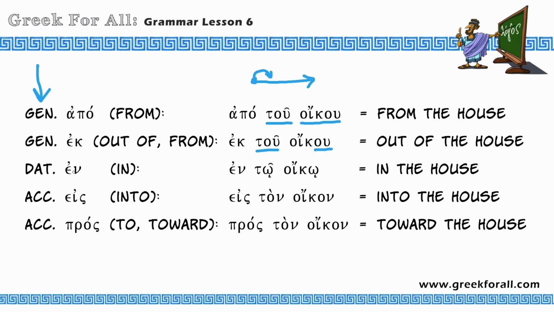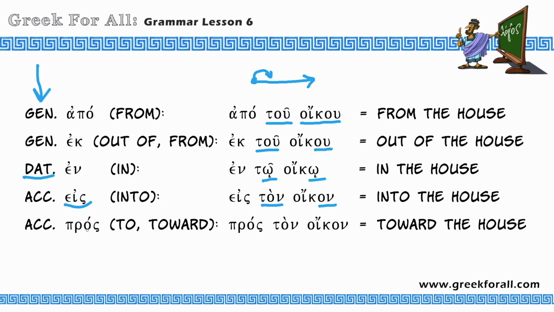The preposition en uses the dative case and dative case only. It means in. This is the example, en tō oikō. You can see dative here, and we translate it as in the house. The next two prepositions use only the accusative case. The first one is eis, which means into. Eis ton oikon, into the house. You can clearly see the accusative case endings right here, into the house.